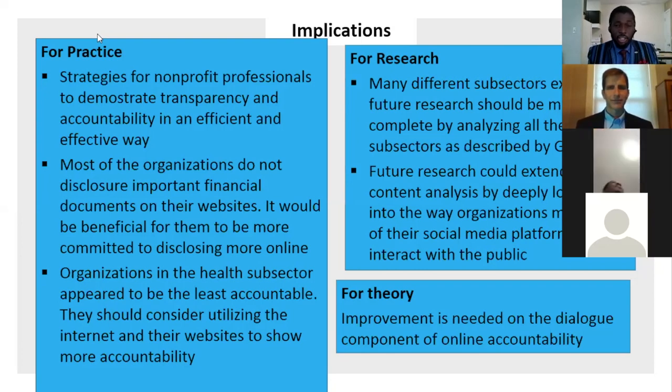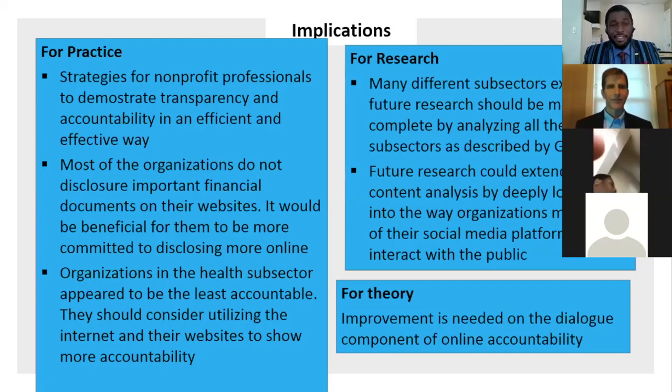And a third implication is that organizations in the health subsector appear to be the least accountable. And as I said, this is probably due to the fact that they operate on an exchange transaction basis, but they should also consider engaging more in online accountability by providing information online as a way to build that trust with their stakeholders. And for research, many different subsectors exist.